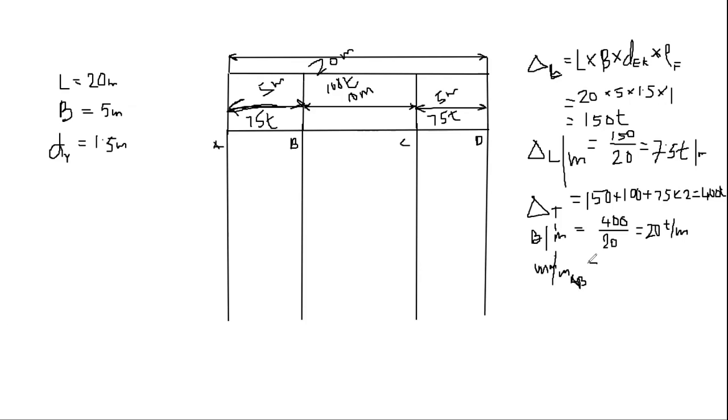So we can calculate the light ship mass, 7.5. And it will be added with 75 tons we have added over a length of 5 meters. So that will give us how much is added per meter. So the total from A to B will be 22.5 tons. If you calculate, you will get a value of 22.5 tons per meter.